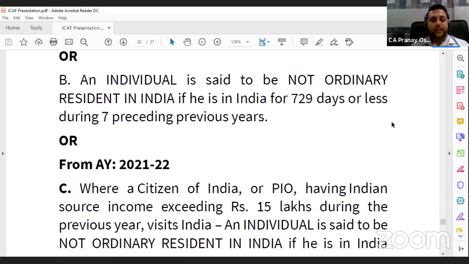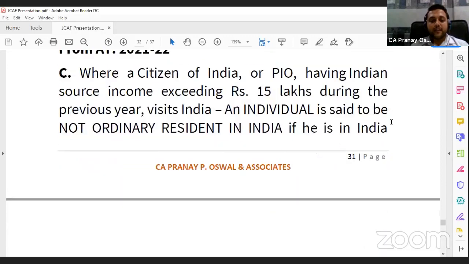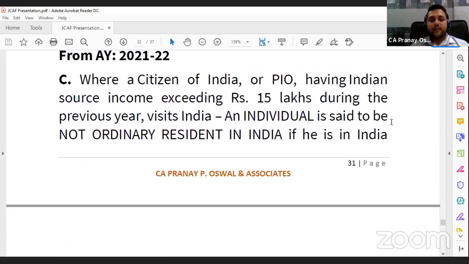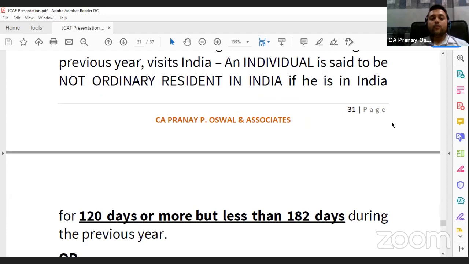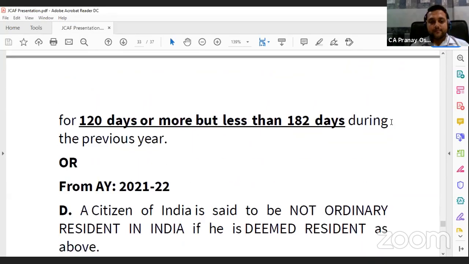From AY 21-22, where a citizen of India or a person of Indian origin having Indian sourced income exceeding rupees 15 lakhs during the previous year visits India, an individual is said to be not ordinary resident if he is in India for 120 days or more, but less than 182 days. So basically, if a person of Indian origin or citizen of India is having income more than 15 lakhs, and if he stays in India for more than 120 days, but less than 182 days, he is said to be a resident, but not ordinary resident.